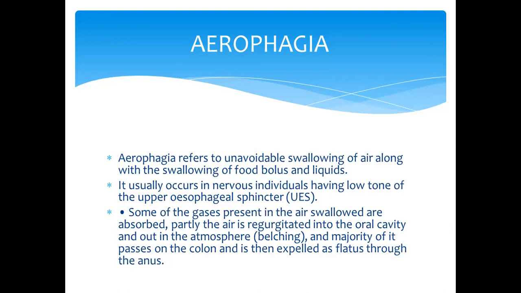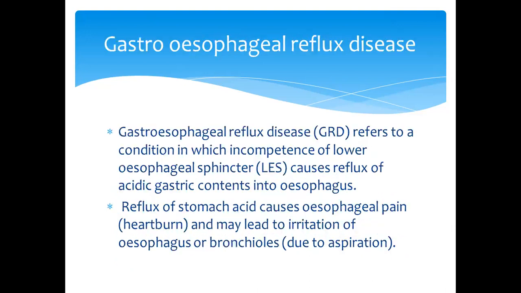It usually occurs in individuals who have low tone of the upper esophageal sphincter. Some of the gases present in the swallowed air are absorbed, and partially the air is regurgitated into the oral cavity and out into the atmosphere. This process is called belching, and the majority of it passes on to the colon and is then expelled as flatus through the anus.